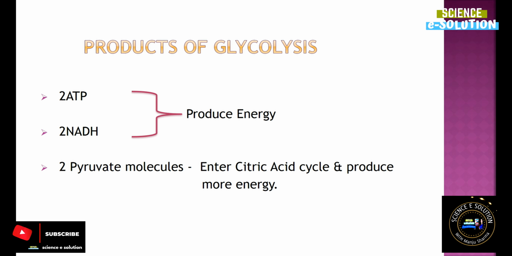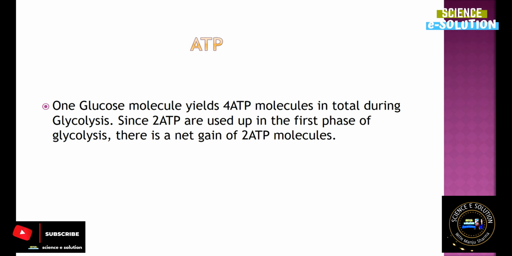2 ATP molecules, 2 NADH molecules. These two molecules produce energy, and 2 pyruvate molecules are produced at the end of the glycolysis, which enter citric acid cycle and produce more of the energy.